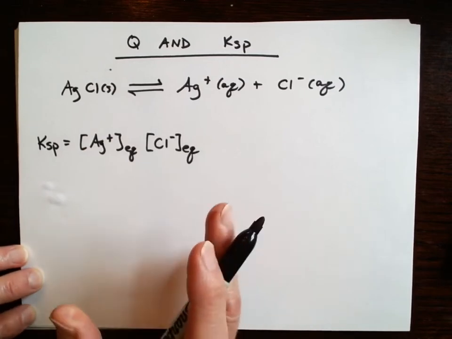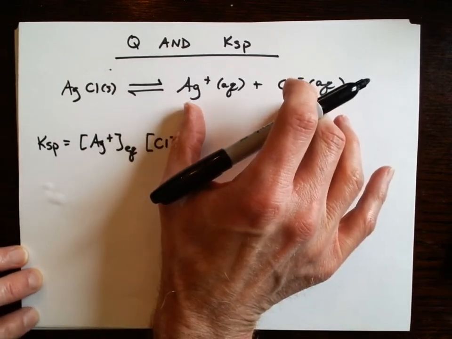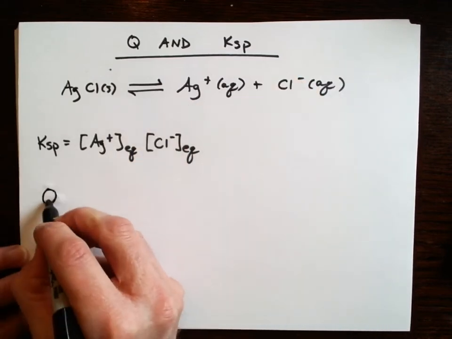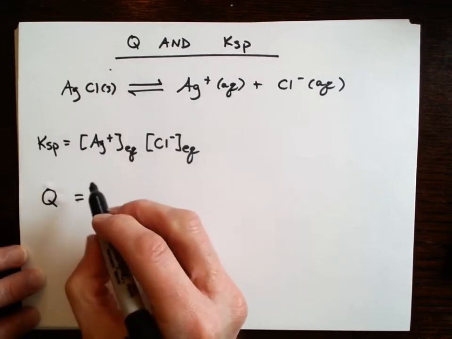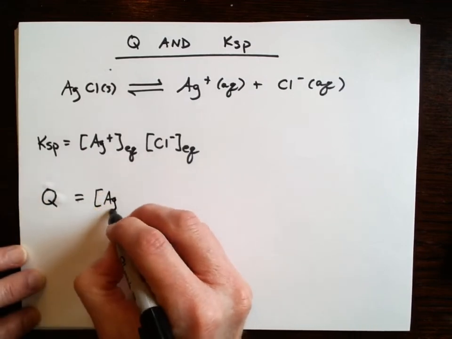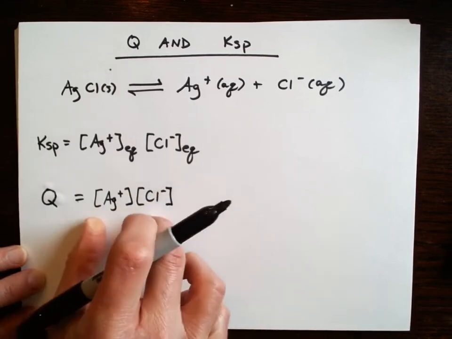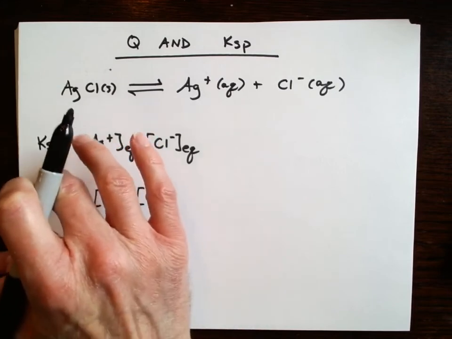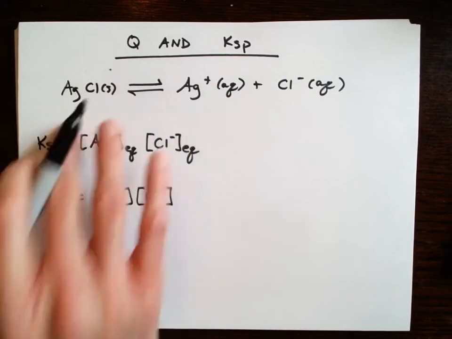There may also be cases where the concentration of silver and chloride is not at equilibrium, and we can calculate this product of silver ion and chloride ion at any time. If we do that at a time when we're not certain we're at equilibrium, we call that particular product Q. And the relationship between Q and KSP can tell us which way this reaction is going to tend to go.